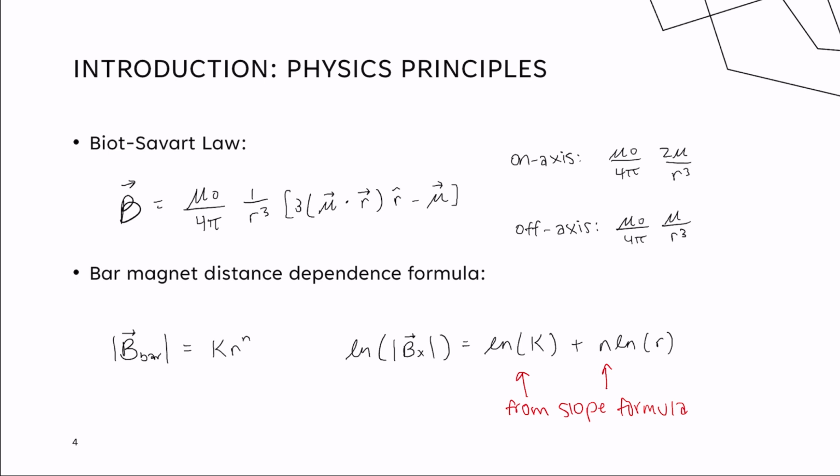So these are the physics principles: the Biot-Savart law equation, and we also use the on-axis and off-axis formulas, and then also the bar magnet distance dependence formula. And before, if you saw in the graph we made from the experimental measurements, we got an equation for the line, and that can be plugged into the distance dependence formula.